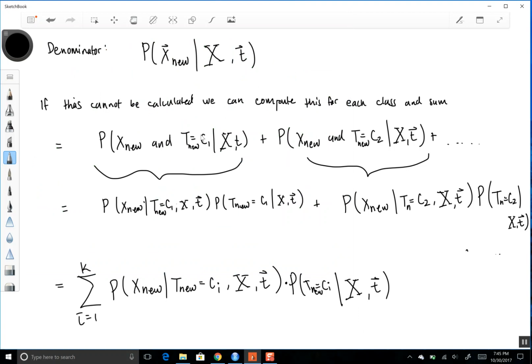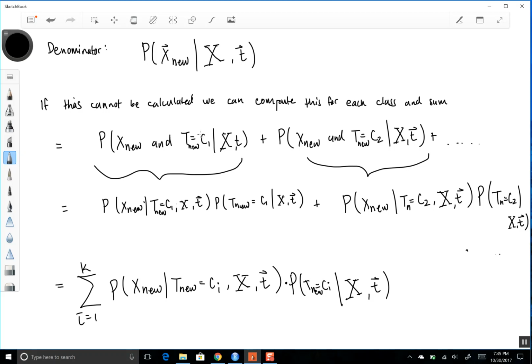Is this okay for getting the denominator? It looks a lot more complicated than it actually is. I know this looks crazy, but it's not that crazy. Okay, so let's just try it out with a super simple example here.